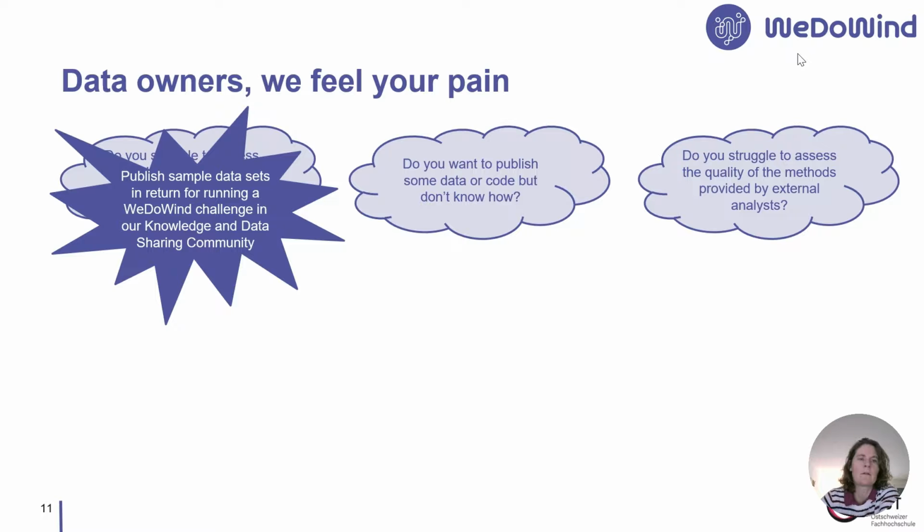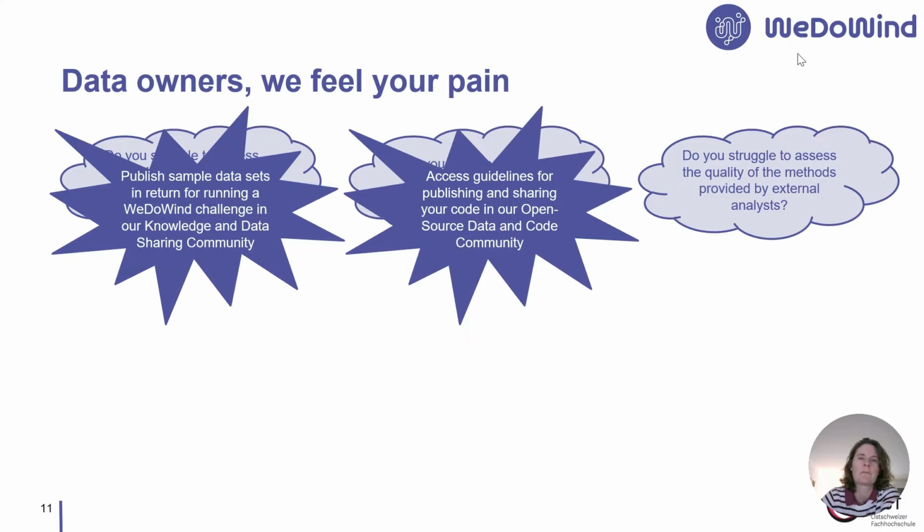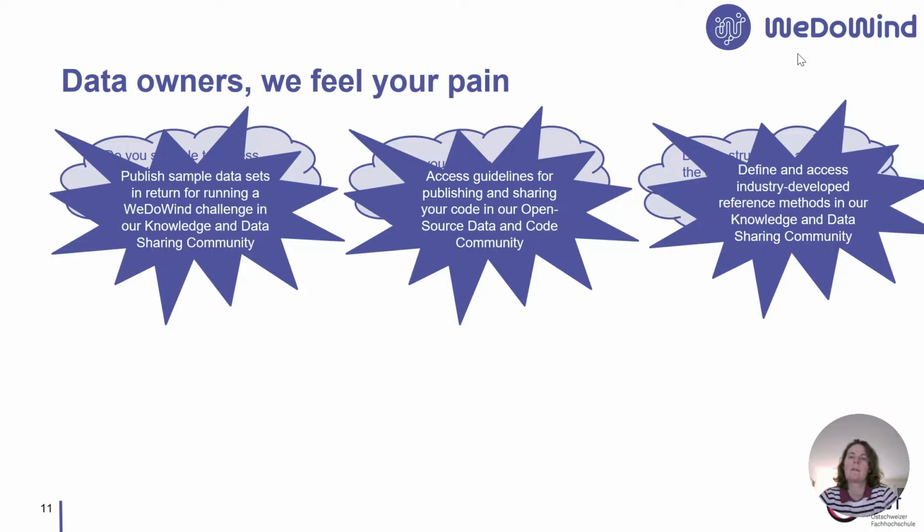So what WeDoWind does is, in the knowledge and data sharing community, you can publish sample data sets in return for running a so-called WeDoWind challenge. You can access guidelines for publishing and sharing code in our open source data and code community. And again, in the knowledge and data sharing community, you can define and access industry developed reference methods.